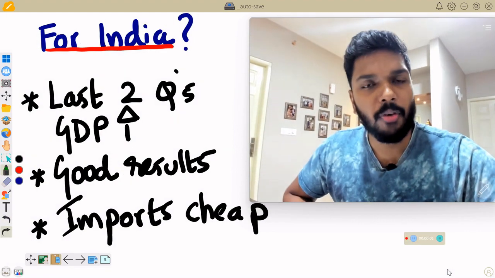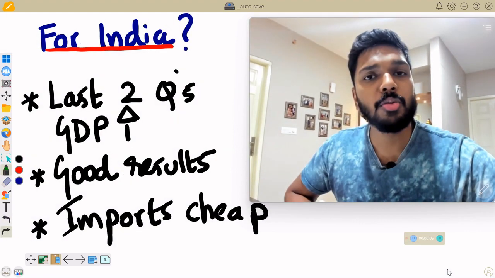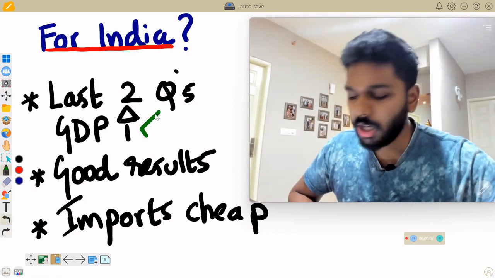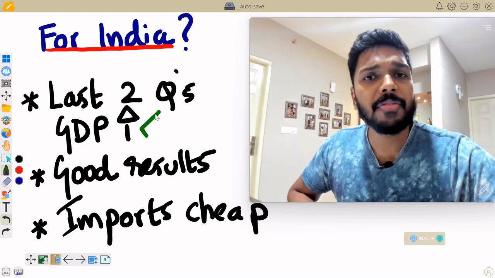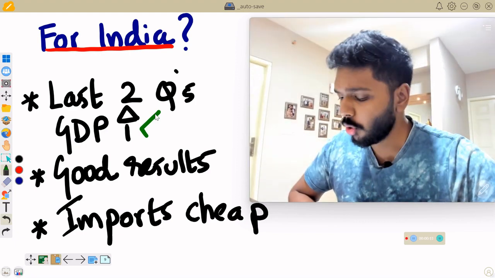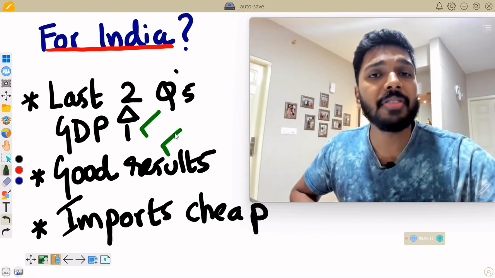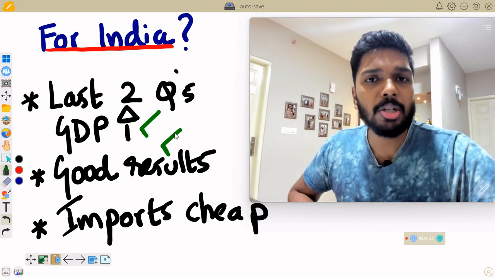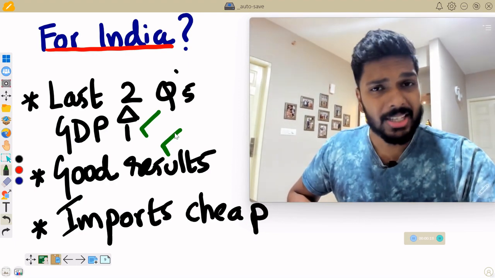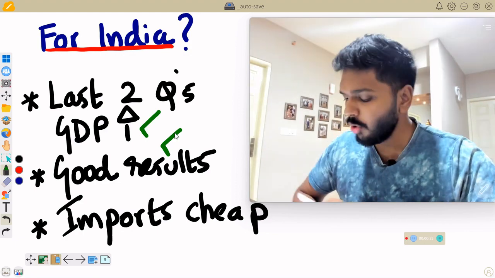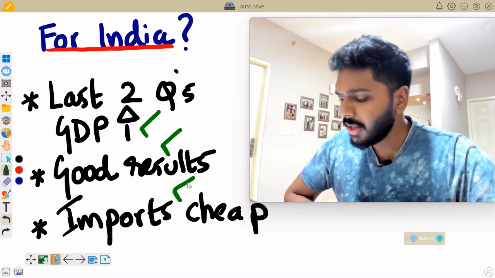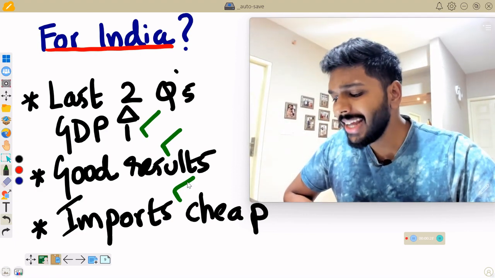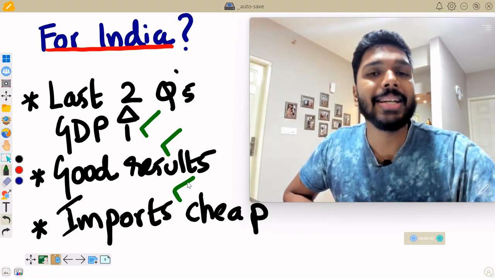In the case of India, fortunately, the GDP in the last two successive quarters has not shown negative growth. It has only gone up. The companies have shown good results in the last few quarters, and that is quite evident from their annual reports. Imports, India being a major importer of crude oil, the price of crude oil has come down or will come down, and therefore imports have become much cheaper. So these factors, in addition to many other factors, indicate that recession has not yet hit India.